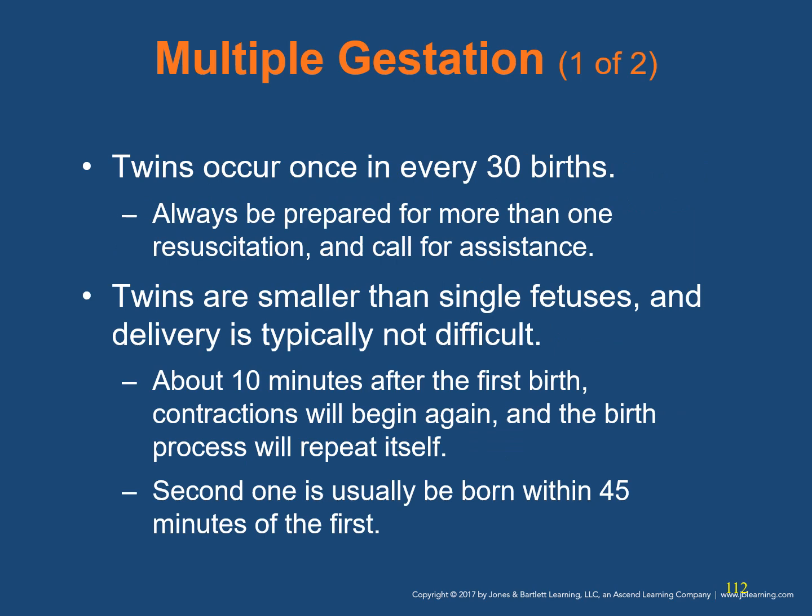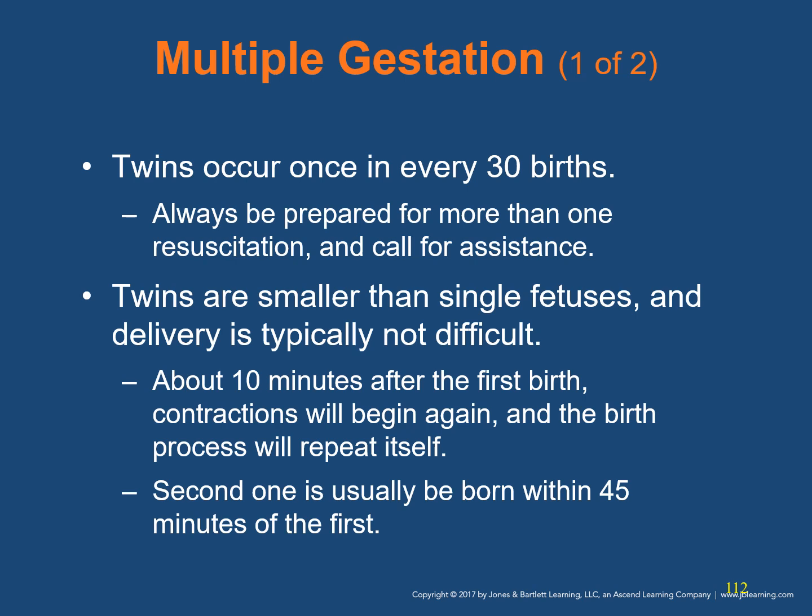Multiple gestation. Twins occur about once in every 30 births. Usually multiple fetuses are diagnosed early in pregnancy with modern ultrasound techniques. When there are multiple fetuses, also be prepared for more than one resuscitation and call for assistance. Twins are usually smaller than single fetuses and delivery is typically not difficult.